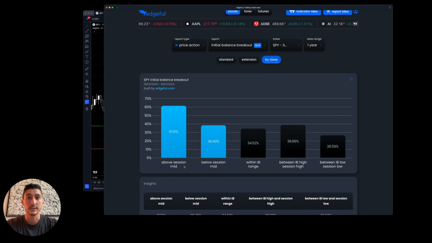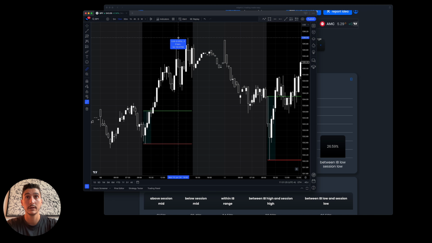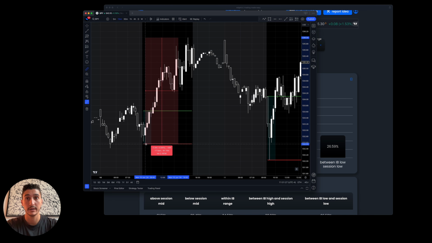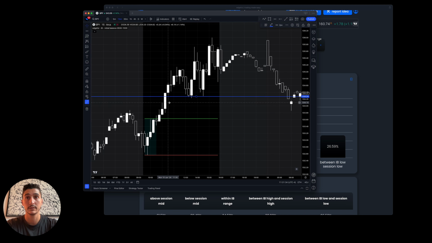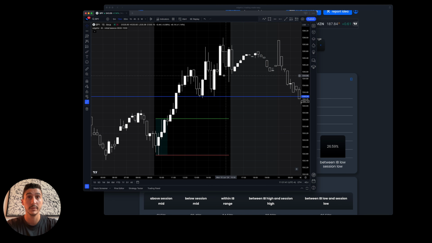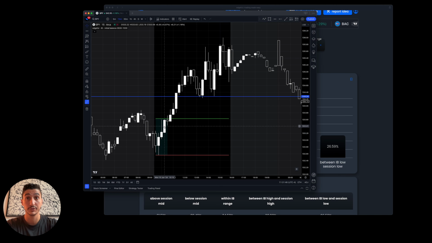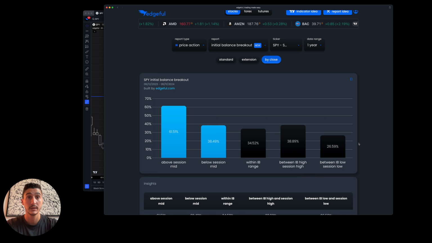So you can see here above the session mid, so above the middle of the session, which is from the high to the low of the session, which is right here. So I just marked that out. And then, just to stick to this example, I'm just going to put right there. So this is the middle of the session. So 61.5% of the time, price is going to close above the middle of the session. Only less than 40% of the time is price going to close below the middle of the session. And the session is always from the high to the low of the day.